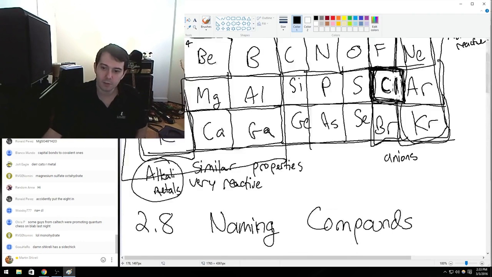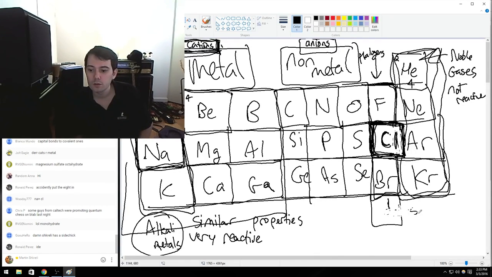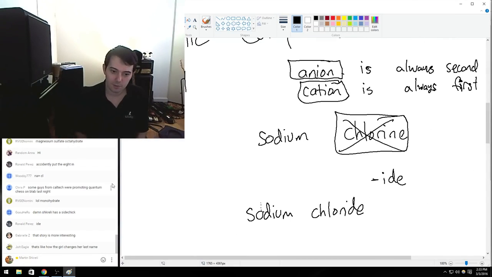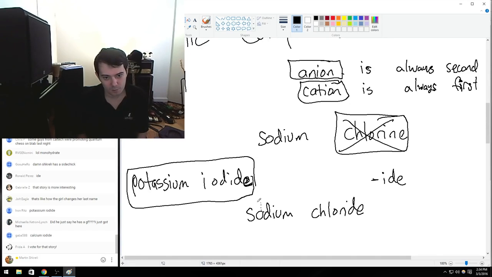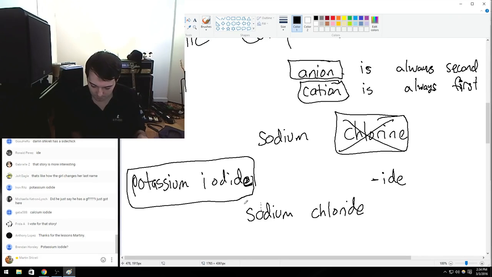Well, let's go to the periodic table. And I'll just tell you that iodine is down here. Here's where iodine is. We got potassium, which is here, and iodine, which is here. So how do we name this? Potassium iodine? No, it's potassium iodide. Potassium iodide. That's pretty easy. That's how we name these.